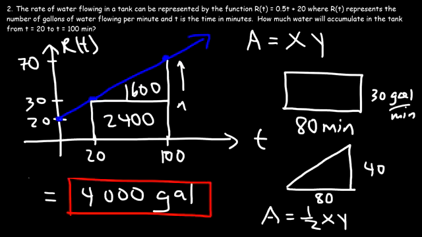Thus, if we add 1,600 and 2,400, that's going to give us our answer of 4,000. And so that's how much water was accumulated in the tank in those 80 minutes. It's 4,000 gallons of water. It doesn't represent the total amount of water in the tank, but it represents the change in the volume of the water in the last 80 minutes. So that's basically it for this video.